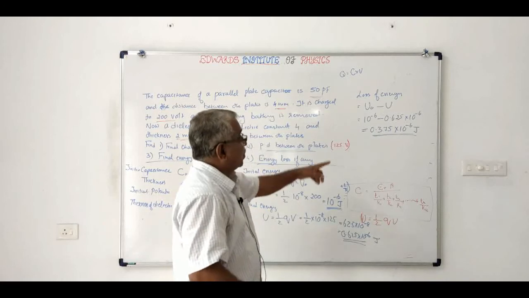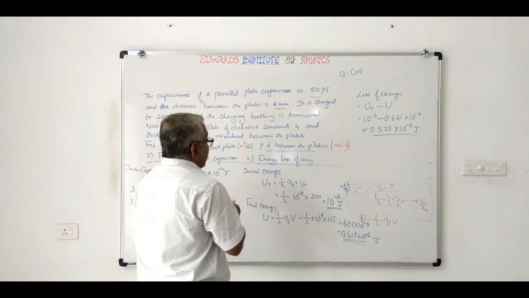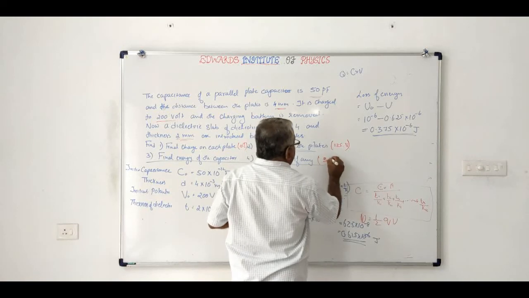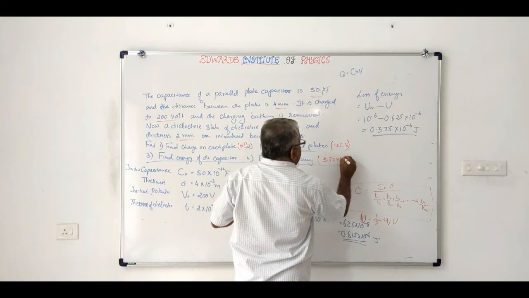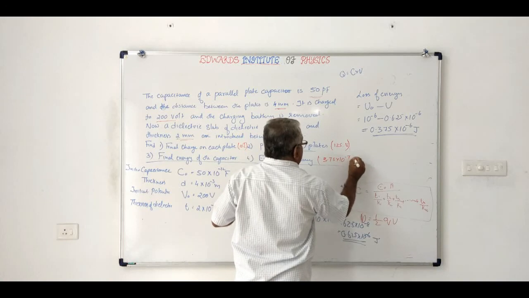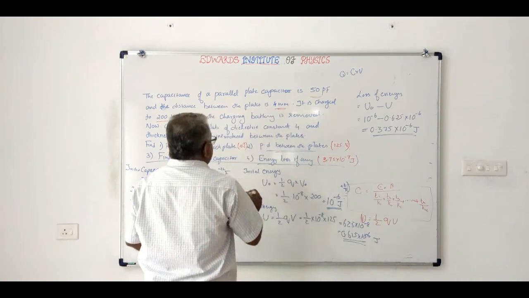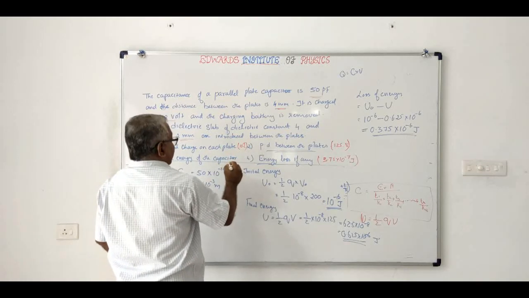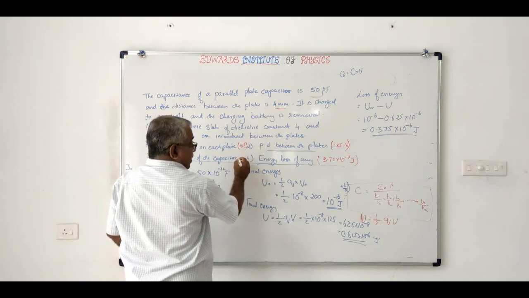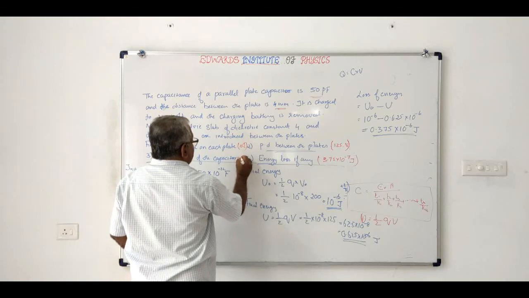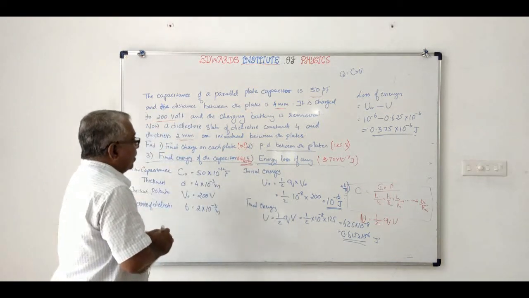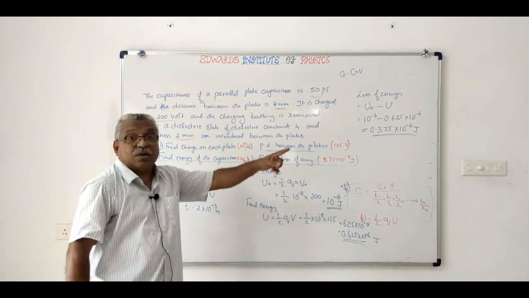So this is the loss of energy. Here the loss of energy is 3.75 into 10 raised to minus 7 joules. This is the answer. And the final energy of the capacitor will be 0.625 into 10 raised to minus 6 joules. That is the final energy of the capacitor, and this is the loss of energy.